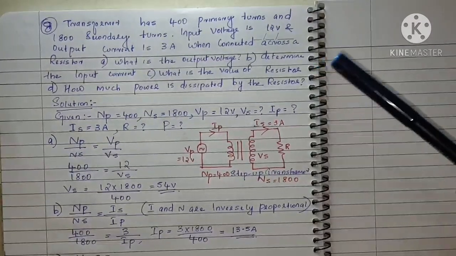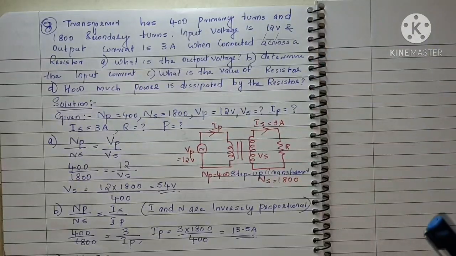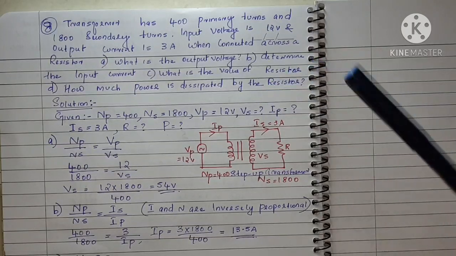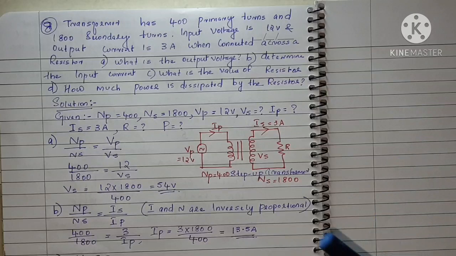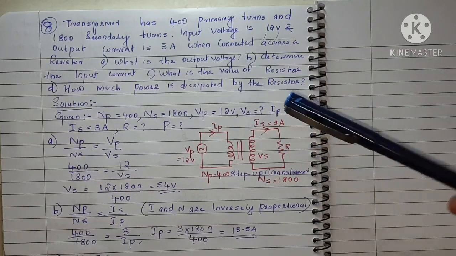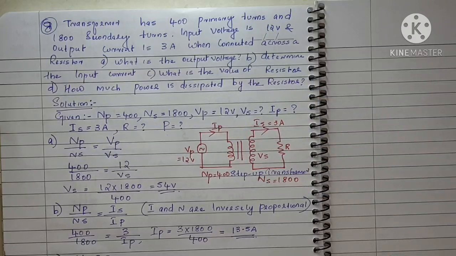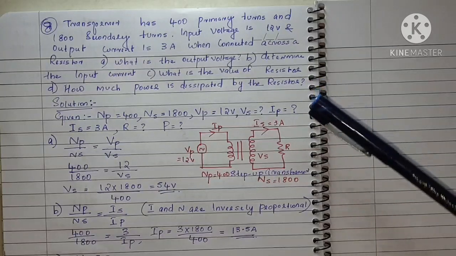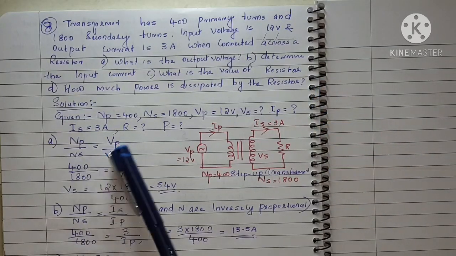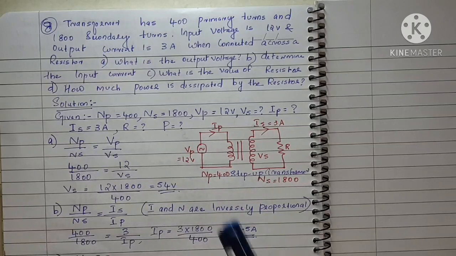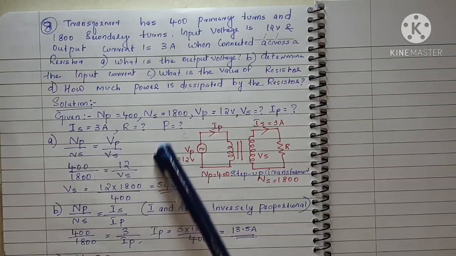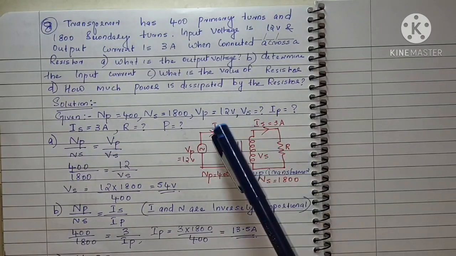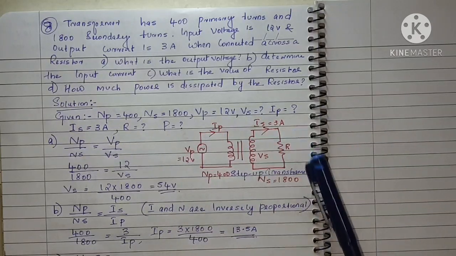Last problem is: a transformer has 400 primary turns and 1800 secondary turns. Input voltage is 12 volt and output current is 3 amps. When connected across a resistor, what is the output voltage? Determine the input current. Third, what is the value of resistor? Fourth, how much power is dissipated by the resistor. It is given NP equal to 400 turns, NS equal to 1800, VP equal to 12 volt. We need to find out VS, IP, and it is given IS equal to 3 amps.